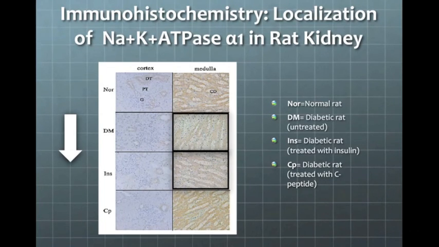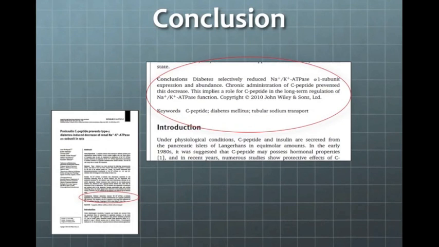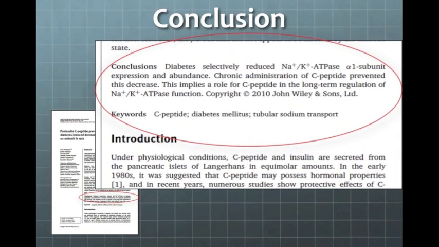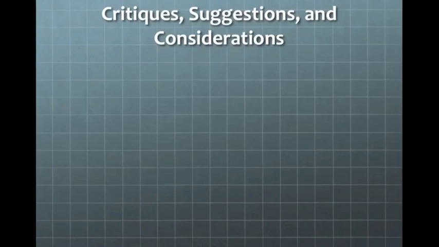Overactivation of protein kinase C leads to internalization of the sodium-potassium ATPase. Since C-peptide can prevent overactivation of the kinase, this may explain why the rats treated with C-peptide did not show decreased localization of the cation pumps. These results led to the conclusion that C-peptide is responsible for preventing decreased expression of the alpha-1 subunit, and that C-peptide is important for the regulation of the enzyme.